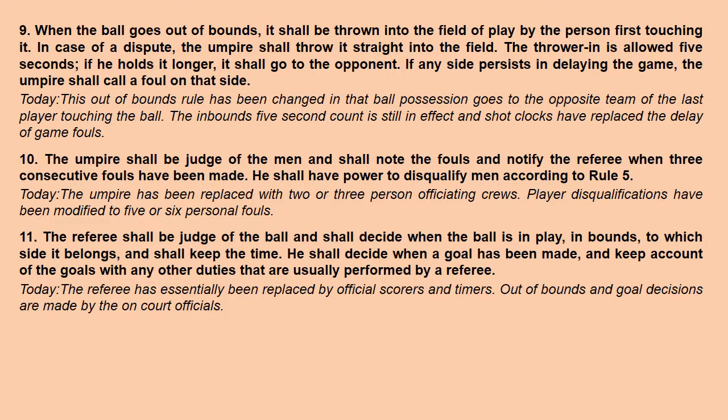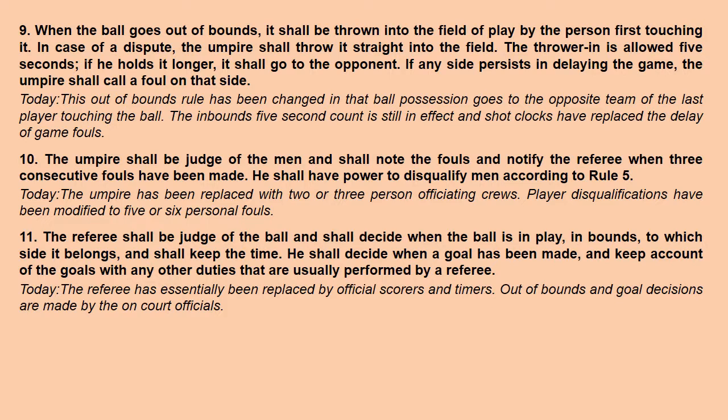9. When the ball goes out of bounds, it shall be thrown into the field of play by the person first touching it. In case of dispute, the umpire shall throw it straight into the field. The thrower-in is allowed 5 seconds. If he holds it longer, it shall go to the opponent. If any side persists in delaying the game, the umpire shall call a foul on that side. Today, this out-of-bounds rule has been changed in that ball possession goes to the opposite team of the last player touching the ball. The inbounds 5-second count is still in effect, and shot clocks have been added, replacing delay of game fouls.